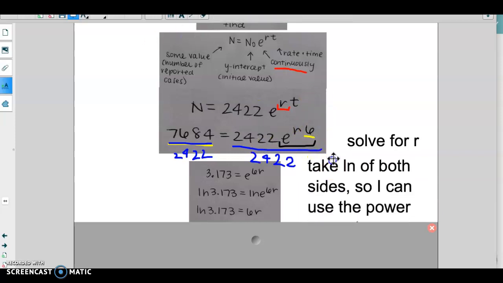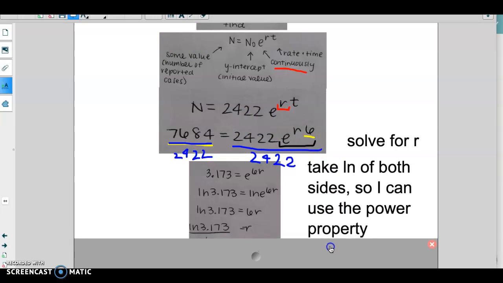Let's get you to see this. Take ln of both sides so I can use the power property. Notice I took the ln of both sides, which allowed me to move this exponent to the front. And then I have 6r times ln of e, but that's a property, ln of e I know is 1, which is why it wasn't there in the first place. Okay, so it's ln of e equals 1. That's why it wasn't there. I can take it out. And now I have to get r alone, and I know I just have to divide both sides by 6.